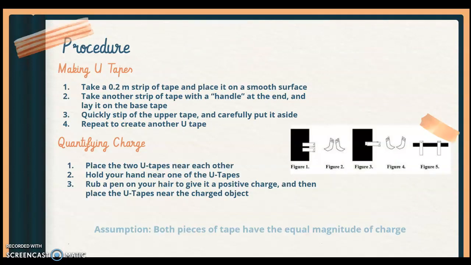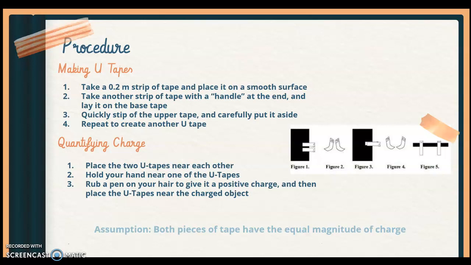So the procedure for making the U-tapes includes taking a 0.2 meter strip of tape and placing it on a smooth surface, and taking another strip of tape with a handle at the end and laying it on the base tape, and quickly stripping off the upper tape and carefully putting it aside. And we repeat these steps to create another U-tape.